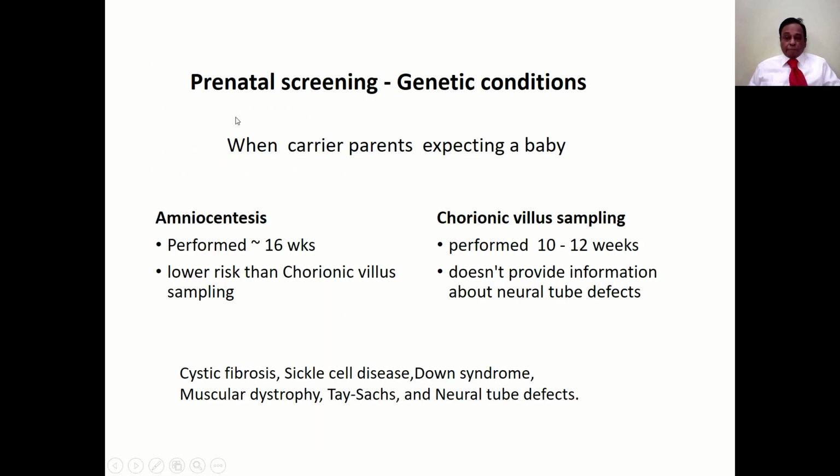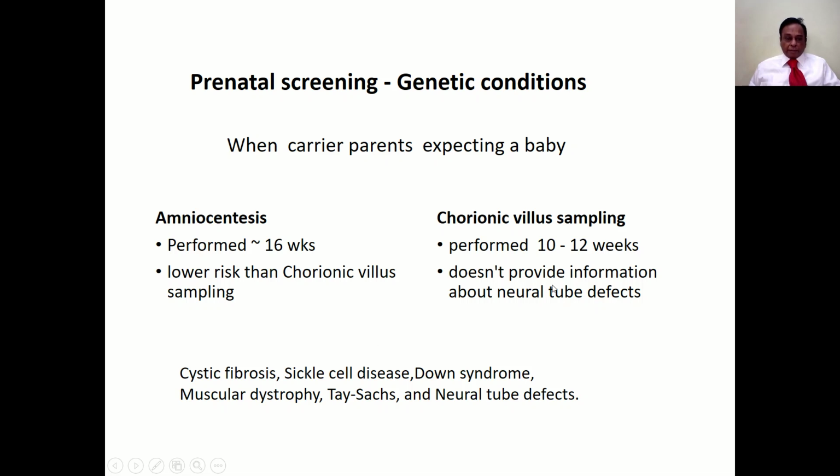Coming to the prenatal screening, there are two tests they are using. One is amniocentesis, the other is chorionic villus sampling, simply called CVS. This is an exam question: which is better, amniocentesis or chorionic villus sampling? Many people prefer this one because it is low risk and it can be done even around 16 weeks of gestation. If you want to go for chorionic villus sampling, it should be done early, before the 12th week of gestation.